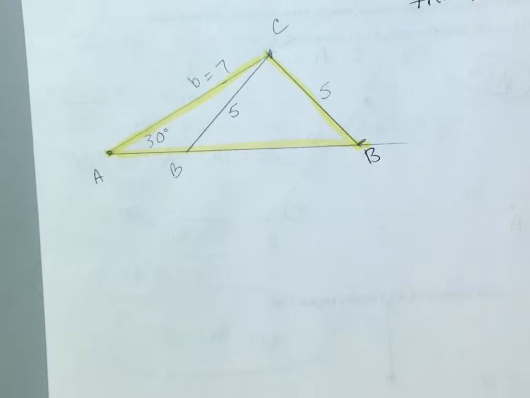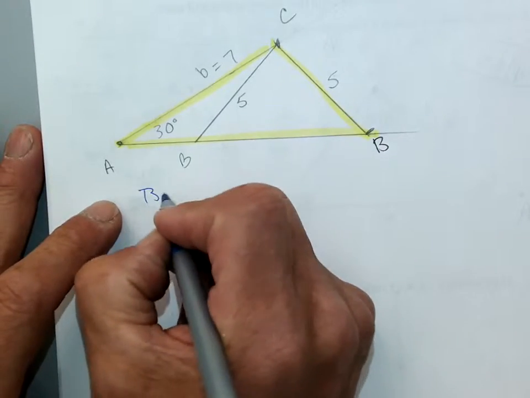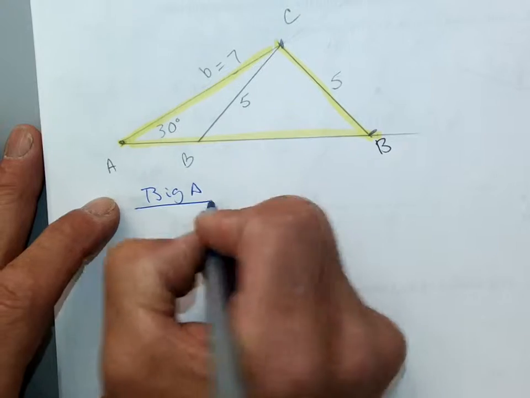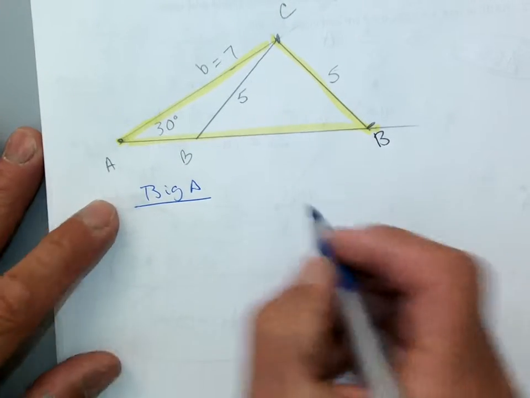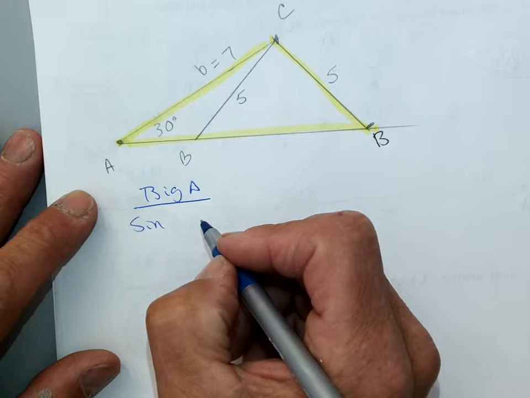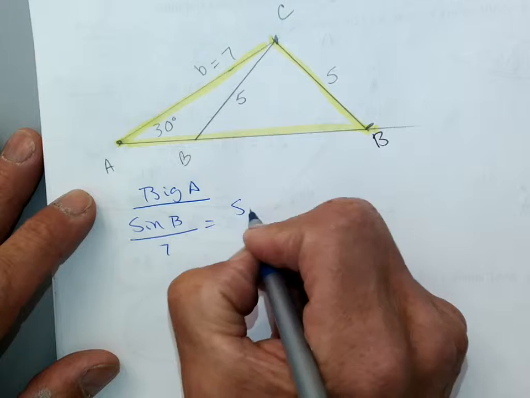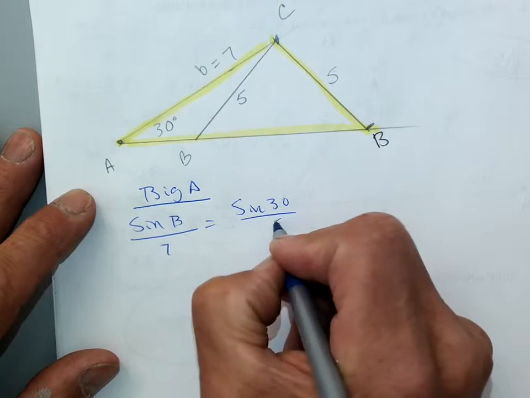Angle C. Let's do what we did prior to this. We're going to set up the law of sines. Let's look at the big triangle. Sine of B over 7 equals sine of 30 over 5.